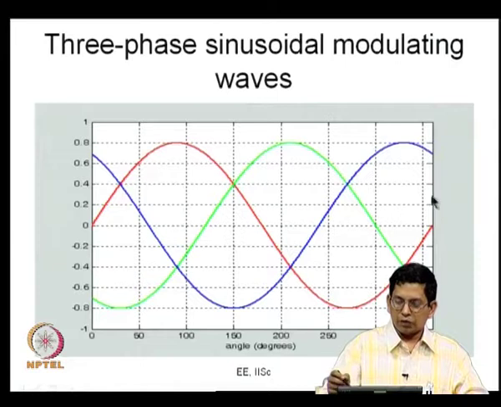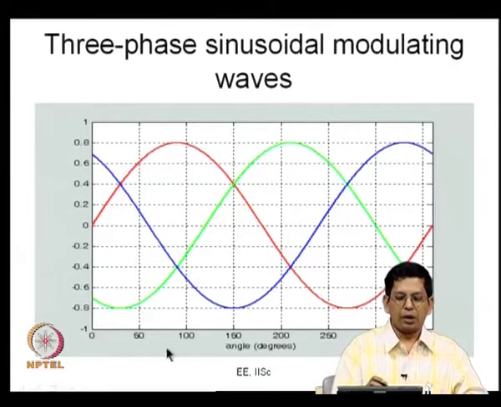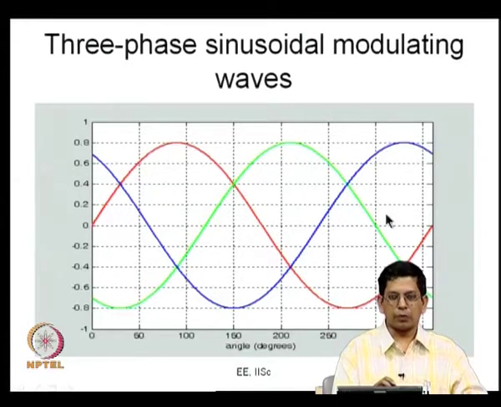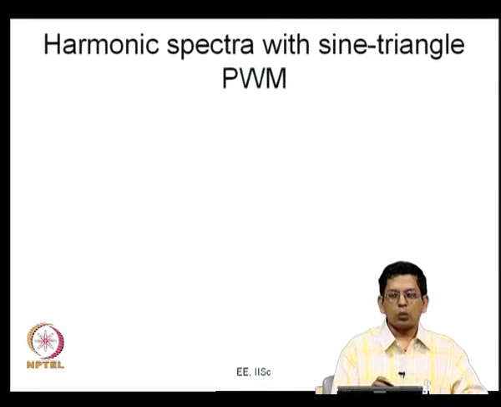So, now you have your 3 phase sines R, Y and B, where 1 and minus 1 stand for the positive peak and the negative peak of the triangular carrier. You compare this with a high frequency triangular carrier, and you produce the PWM waveforms which are used to switch the inverter. So, how would the harmonic spectrum look like?